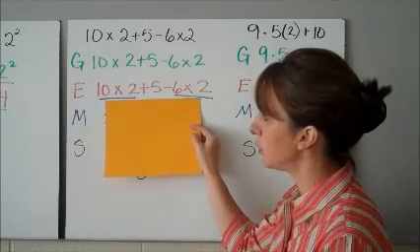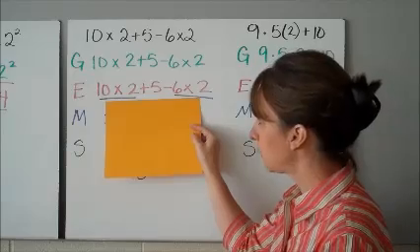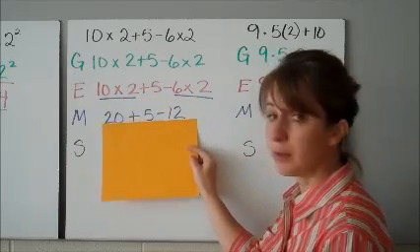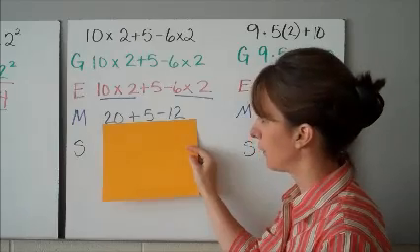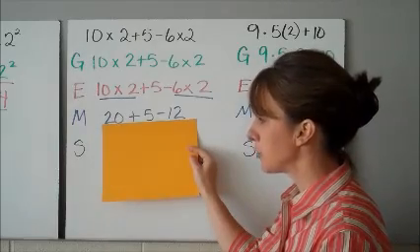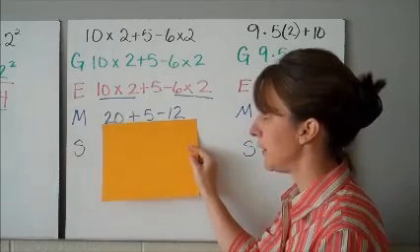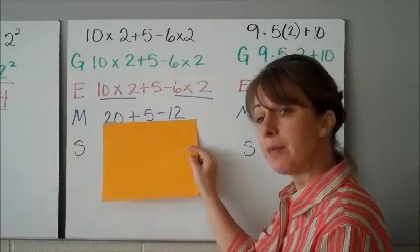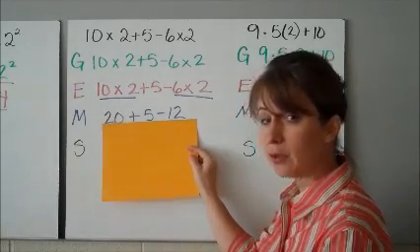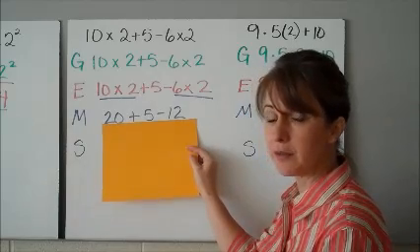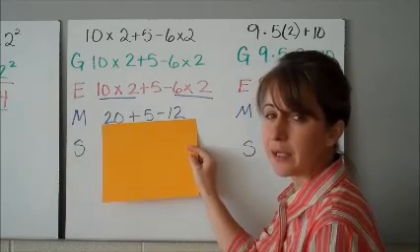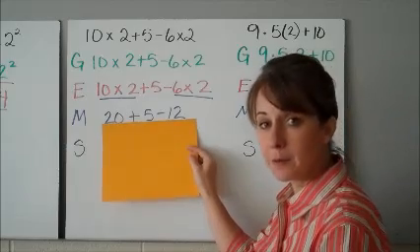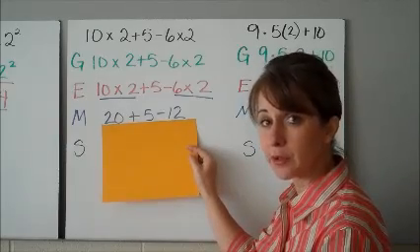So 10 times 2 is 20 plus 5 minus 6 times 2 is 12. So 20 plus 5 minus 12. Now I'm at the subtraction addition stage, and if you notice, I have both here. Addition and subtraction, along with multiplication and division, are kind of a secret sign. You'll hear that in your song in just a minute. Whatever comes first is what you do first.